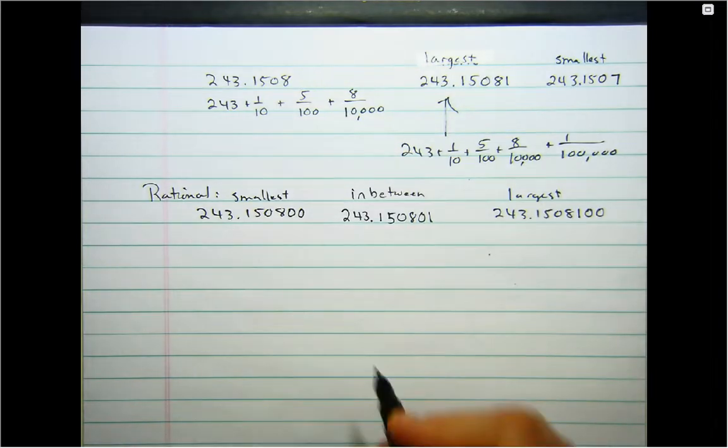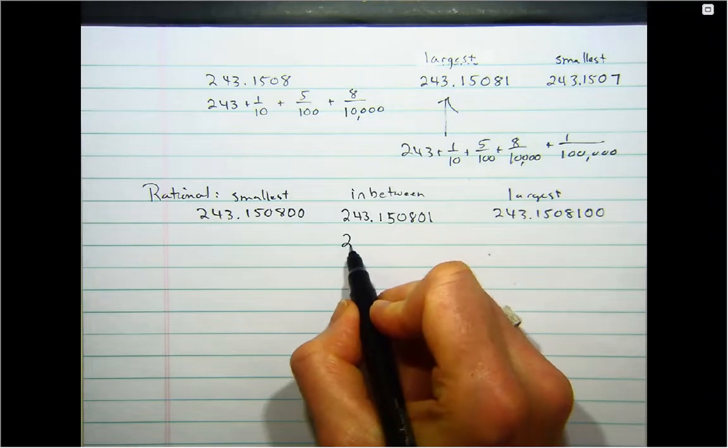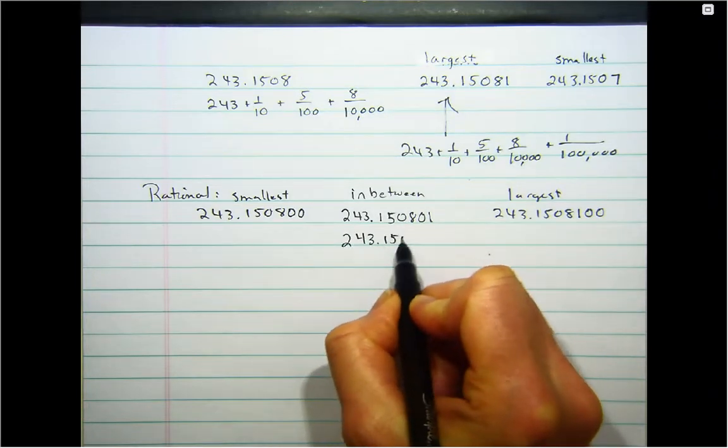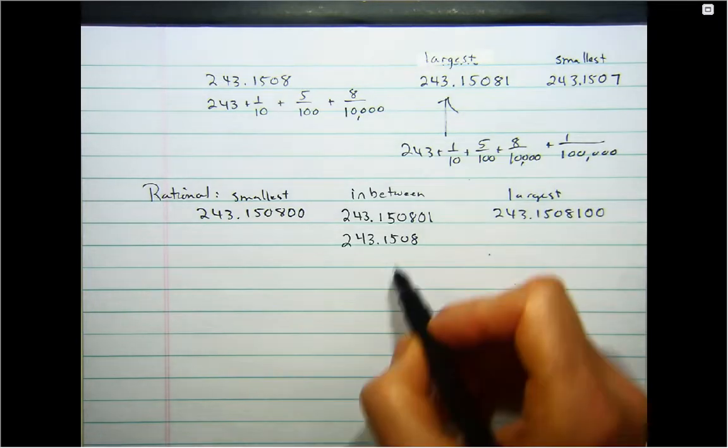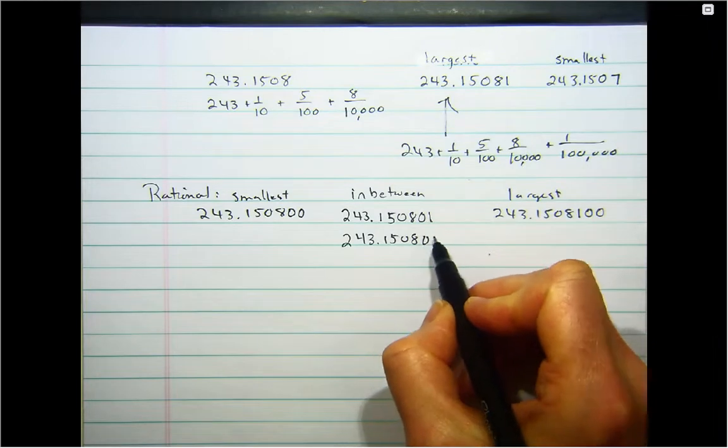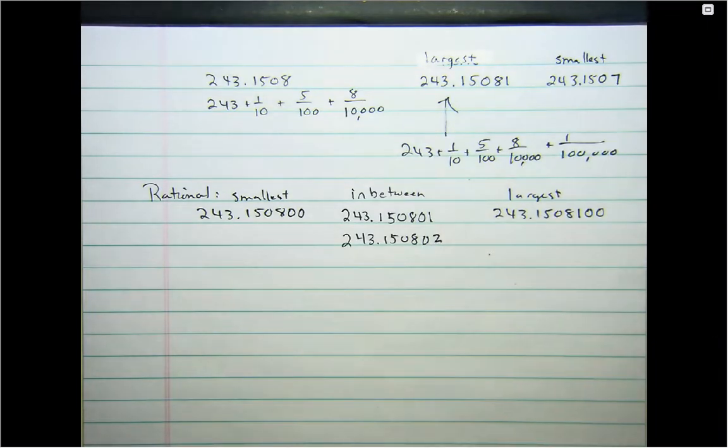So tell me some other numbers that you found that were in between. I know I can start like this. Somebody tell me how theirs ended. You have a 0, right? You should have a 0. And then what? 2. Perfect. Yeah, so that one is also in between. Okay.